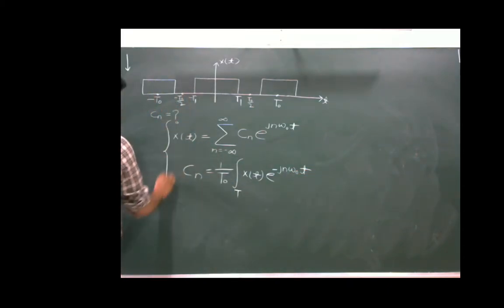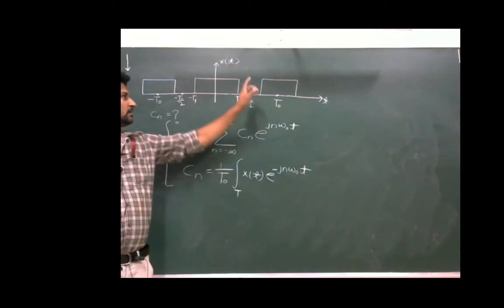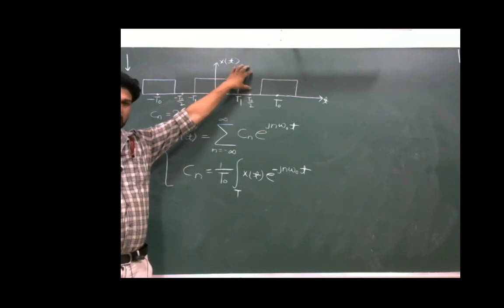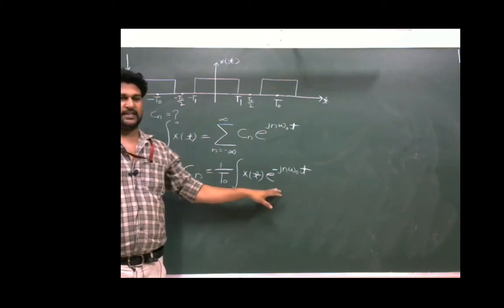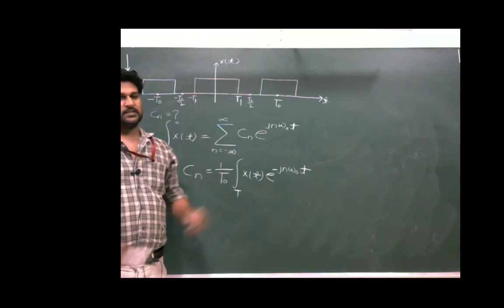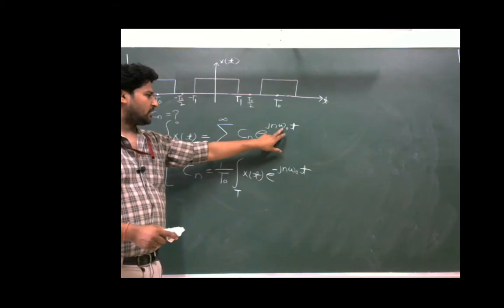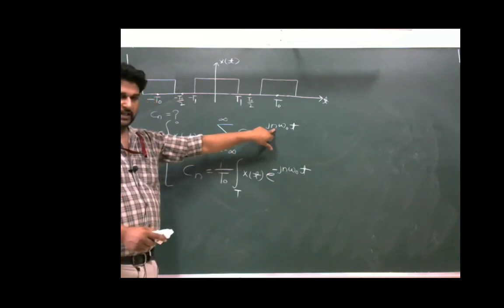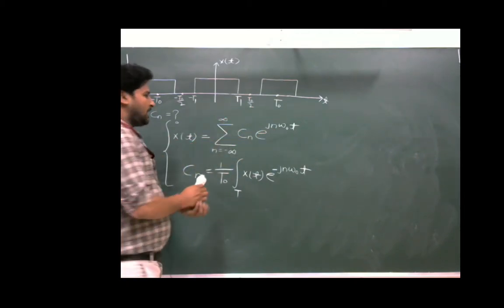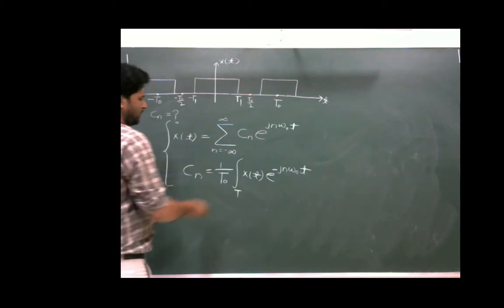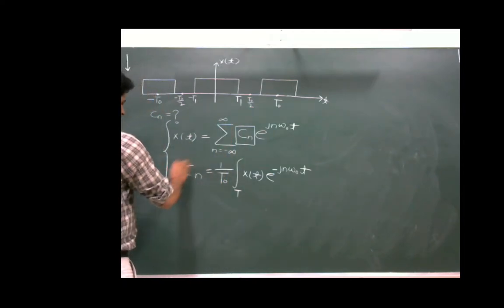So by using these two relations, we can comfortably convert a rectangular pulse into the form of a summation of complex exponentials. In these relations everything is known, omega naught is known, and n goes from minus infinity to plus infinity. What we have to calculate is the value of this constant Cn by using this relation.